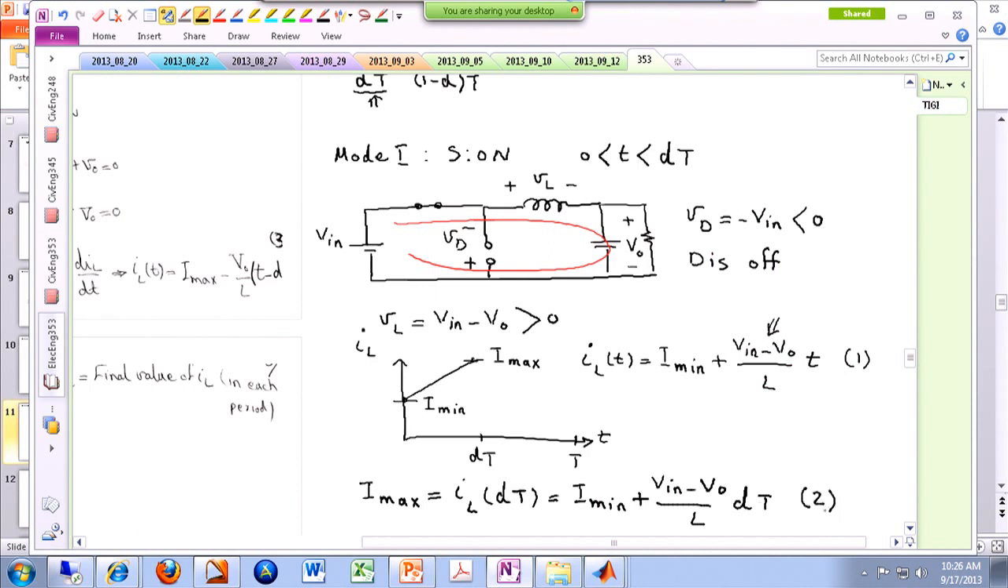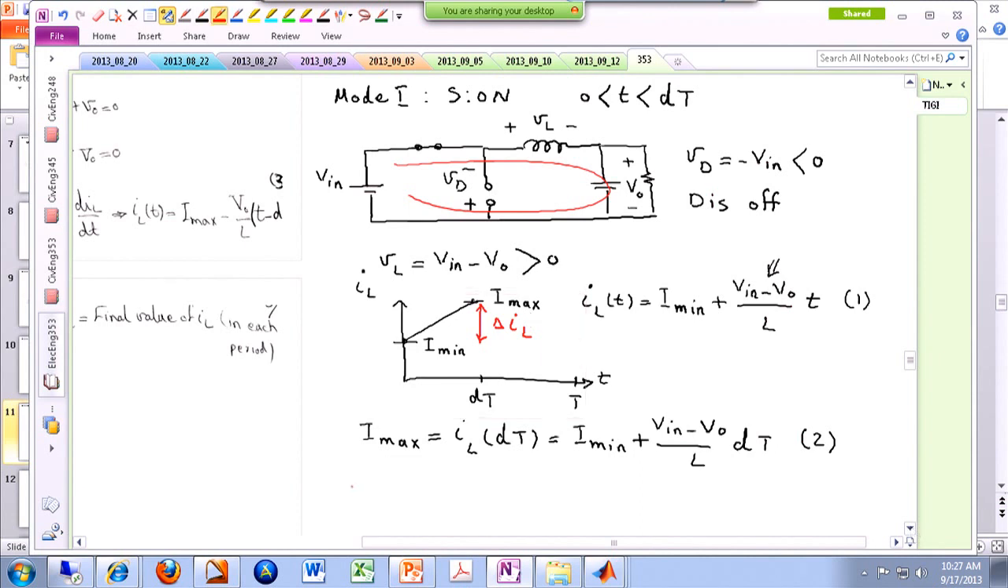And the other one that comes in handy is how much did the inductor current rise? We call it delta IL. The change in the value of the inductor current from the beginning of the period all the way to the end of this mode. So delta IL is basically I max minus I min. And from equation number 2, you can easily say this is Vin minus Vout over L times the duty cycle times the switching period. All right, and we are going to need this later. So this was mode number 1.